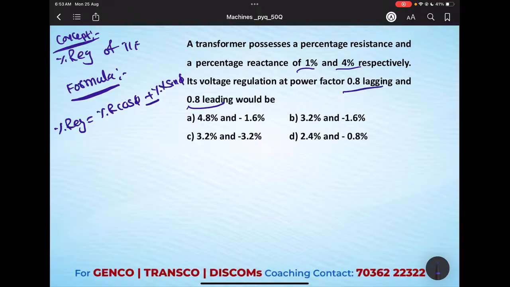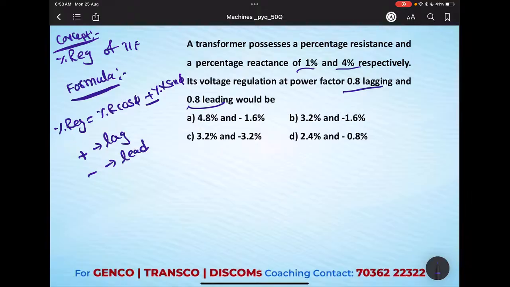Many of the students are going to make a mistake here only. In order to choose the sign, plus is for lagging power factor, minus is for leading power factor. The selection of formula depends on the given power factor. They are asking at both, that means at lagging power factor what is the regulation of the transformer, and at leading power factor what is the regulation of the transformer.